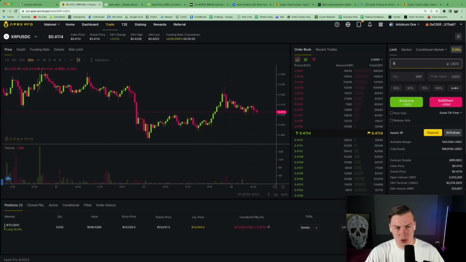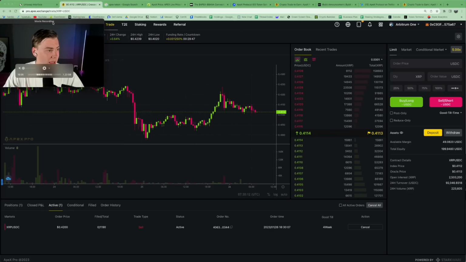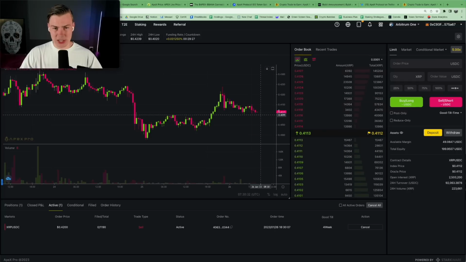I enter 0.42, and then I enter my order value. I'm willing to stake another $500. Since it's on 5x leverage, that means I am putting up $100 worth of capital. So I want to sell short, so I click sell short here, and in the active section, it will show my current order. If we look here, we can see I have an XRP order at 42 cents, and it's not yet filled. So when XRP hits this price, then of course the order will fill.